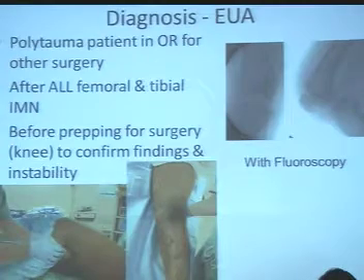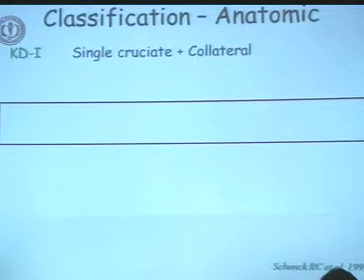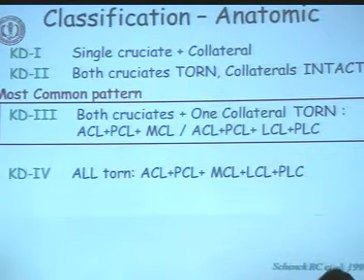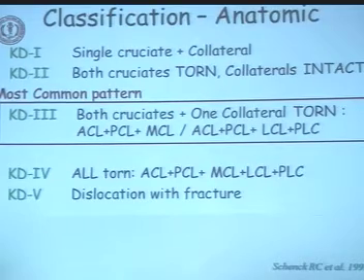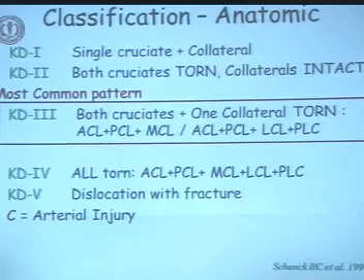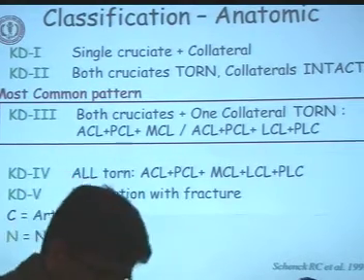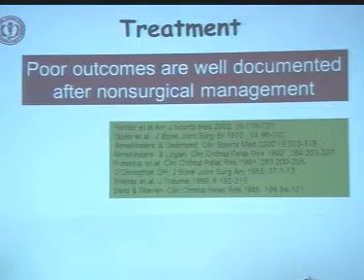Now the classification is by Schenck, depending upon how many ligaments are injured. KD1 means a single cruciate plus collateral, KD2 means both cruciates, and KD5 means a dislocation along with a fracture. You add the letter C if there is an associated arterial injury, and you add the letter N if there is an associated nerve injury.